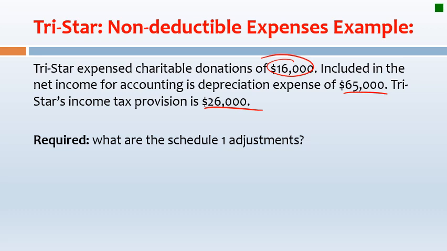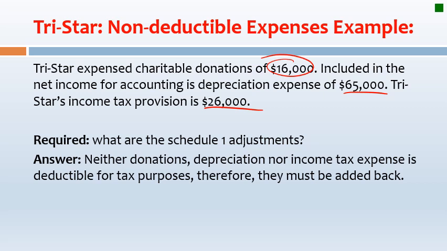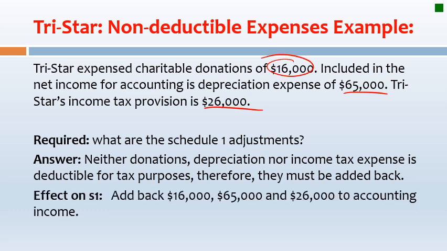Well, none of this stuff is allowed. So donations, depreciation, income tax expense, none of them are deductible for tax purposes. Therefore, they all have to be added back. So the effect on the Schedule 1 is going to be to add back the $16,000, add back the $65,000, add back the $26,000 to our accounting income.